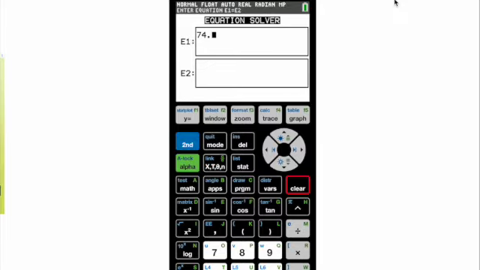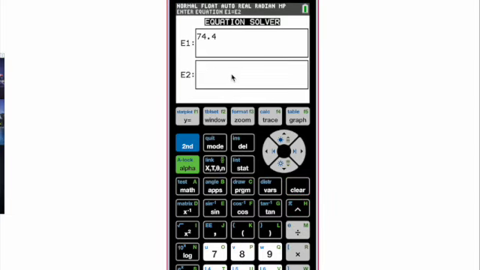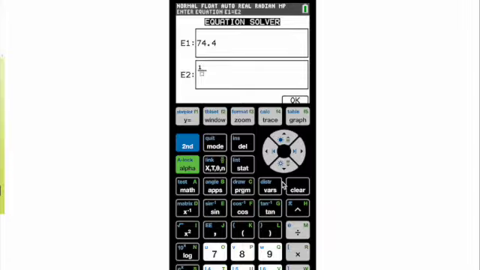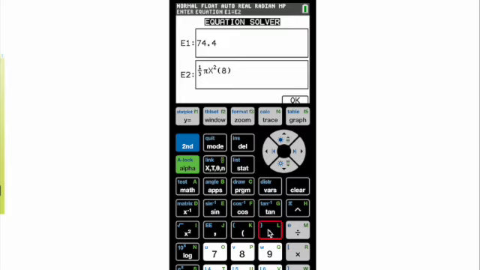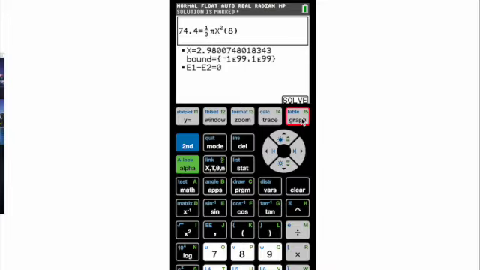My first equation is the volume side, so that's 75.4, okay, on one side of the equal sign, and then on the other side, alpha y equals, to get my fraction, and I have 1/3, right, times pi, right, times x squared, right, and times the height, which was what? 8. Okay, times 8. Okay, solve.